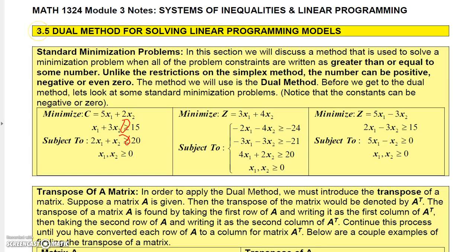Okay, in this section 3.5, we're going to talk about standard minimization problems. Basically, with a standard minimization problem, we're going to look for how to solve a problem where we're strictly asked to minimize the objective function and the constraints are of the form greater than or equal to. So this is just the opposite of what we solve using the simplex method.